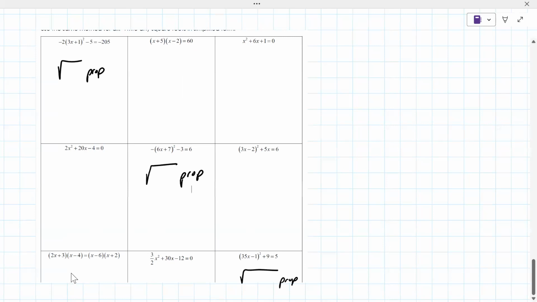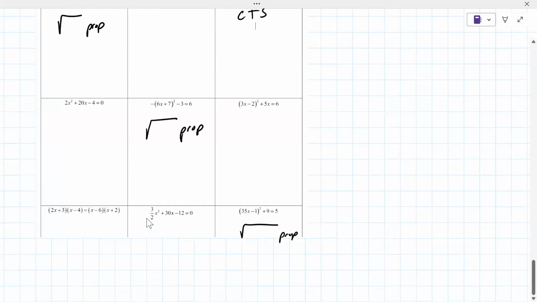Now completing the square, that's this one over here for sure. Because of the x. But it may be that one of these other ones ends up being that. Like the one on the bottom here, if you multiply everything by 2/3, you end up getting x squared plus 20x minus 8 equals 0. And that's another good candidate for completing the square because it doesn't factor.